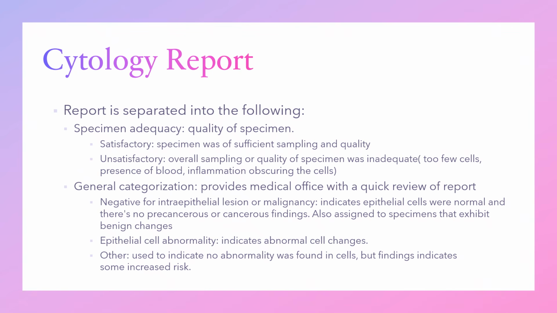Satisfactory for evaluation means the specimen was sufficient sampling and quality. And unsatisfactory means overall sampling or quality of specimen was inadequate. So too few cells, presence of blood, inflammation, obscuring the cells.